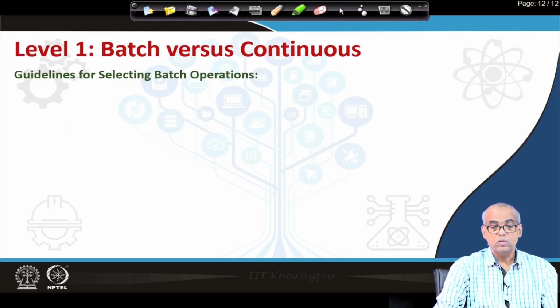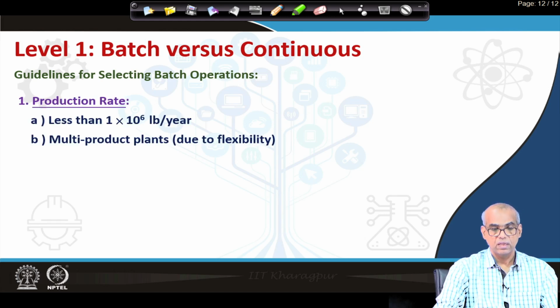Now, there are certain guidelines for selecting batch operations. These are heuristics available which will be used as design guidelines to figure out whether we should go for a batch operation or a continuous operation. The decisions are based on production rates. If the production rate is less than 1 into 10 to the power 6 pounds per year, we go for a batch process.